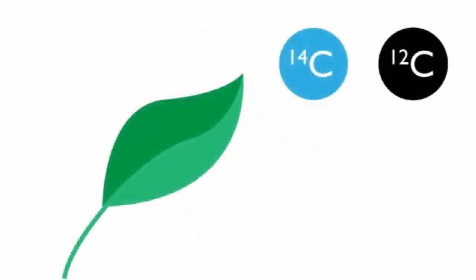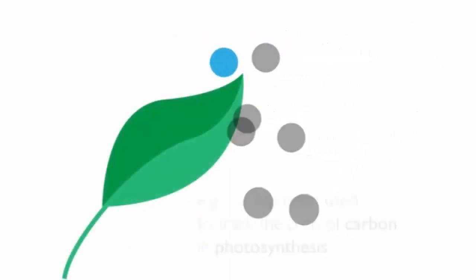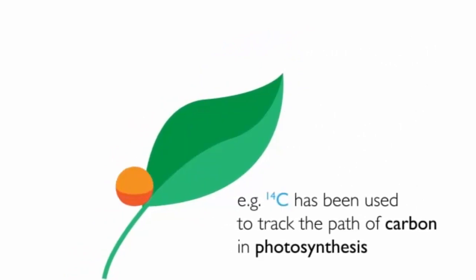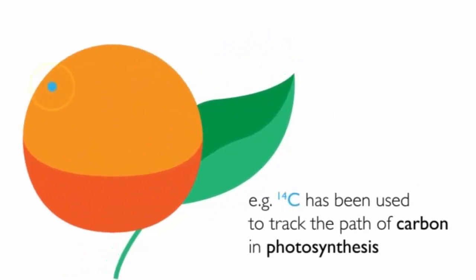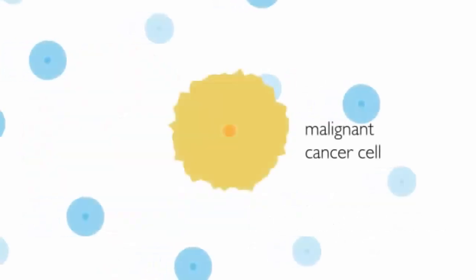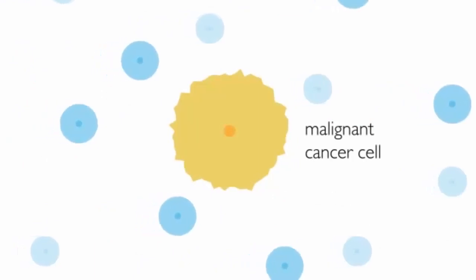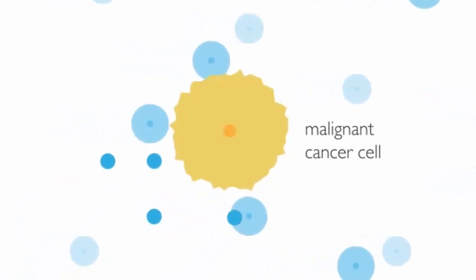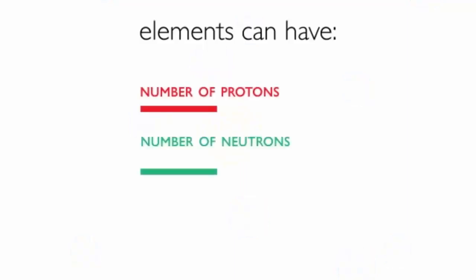Tracers can be used by chemists to understand how a reaction works. Atoms of radioisotopes can act as markers, allowing chemists to follow how a reaction sequence occurs. And of course, radioisotopes are also used in radiotherapy to kill malignant cancer cells. So, as you can see, isotopes are important in modern science, and so we'll finish with a summary of the key points.